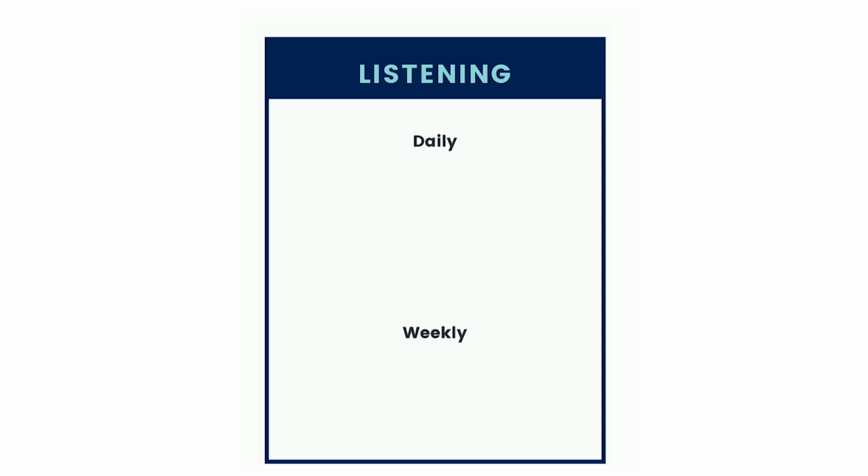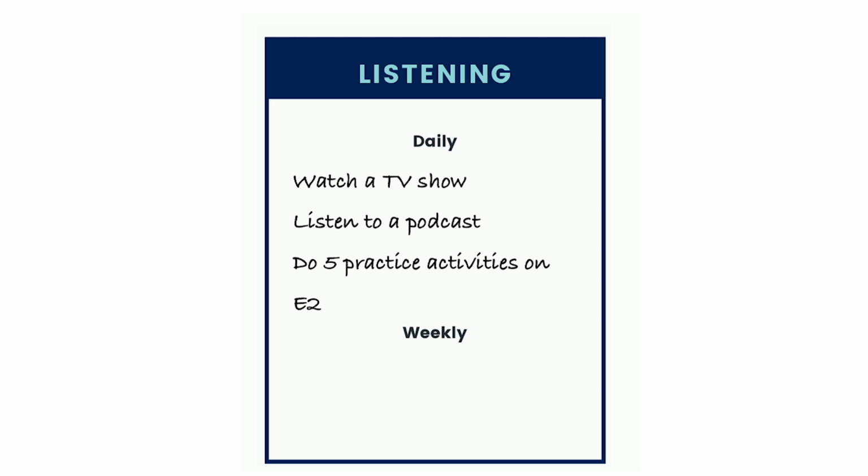Okay, so let's set some listening goals for 2021. So what will you do on a daily basis to improve your score? You can watch TV shows, of course, and you can use subtitles if you really need to improve. Listening to podcasts is extremely helpful. And really, I think doing practice activities on E2 language is super helpful. On a weekly basis, you should be trying to listen to a podcast and read the transcript. Okay, so there are lots and lots of health podcasts out there. Find one that you find interesting and just listen to it on a weekly basis, okay?